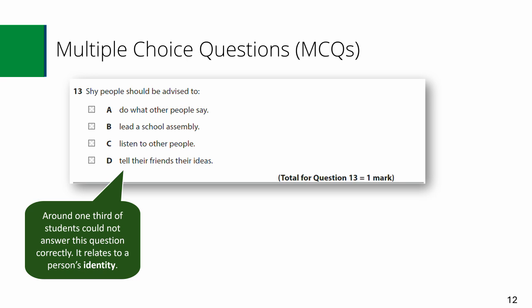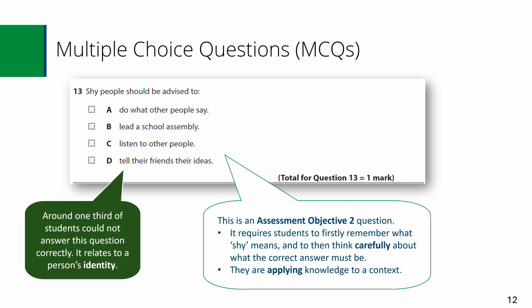Which of the following would you advise a shy person to do? Now, this is an assessment objective 2 question. It requires students to remember what shy means and then to think carefully about what the best answer here is. They're applying knowledge to a context. And the key here, of course, is that shy people should be advised to tell their friends their ideas, to not be afraid to put their own ideas forward. Leading a school assembly would be a step too far. And shy people wouldn't necessarily be advised to do what other people say or to always listen to other people.